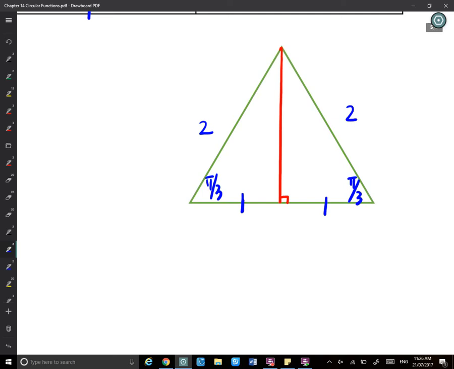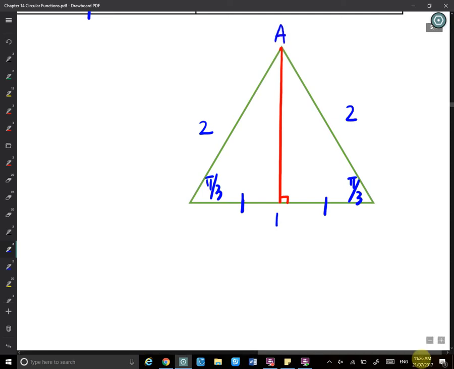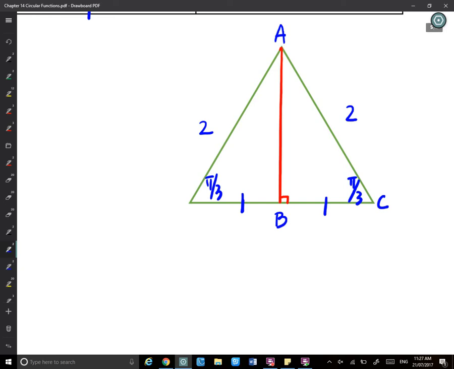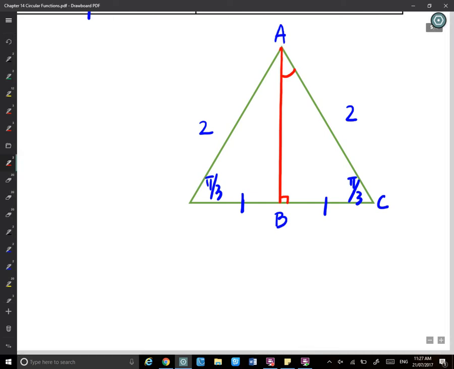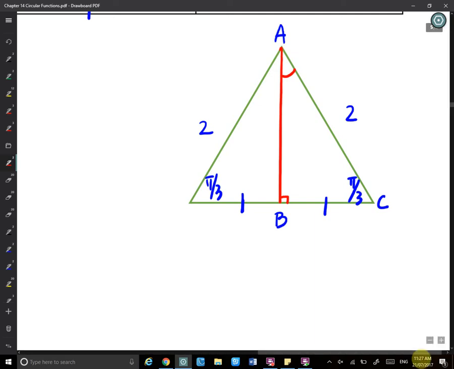Okay, let's see this triangle here. Let's say that's ABC, triangle ABC. The angle ABC is 90 degrees. The angle ACB is pi over 3. How about the angle BAC? What's the size of this angle here? 30 degrees. What is pi on 6? So I have this angle pi on 6 here.